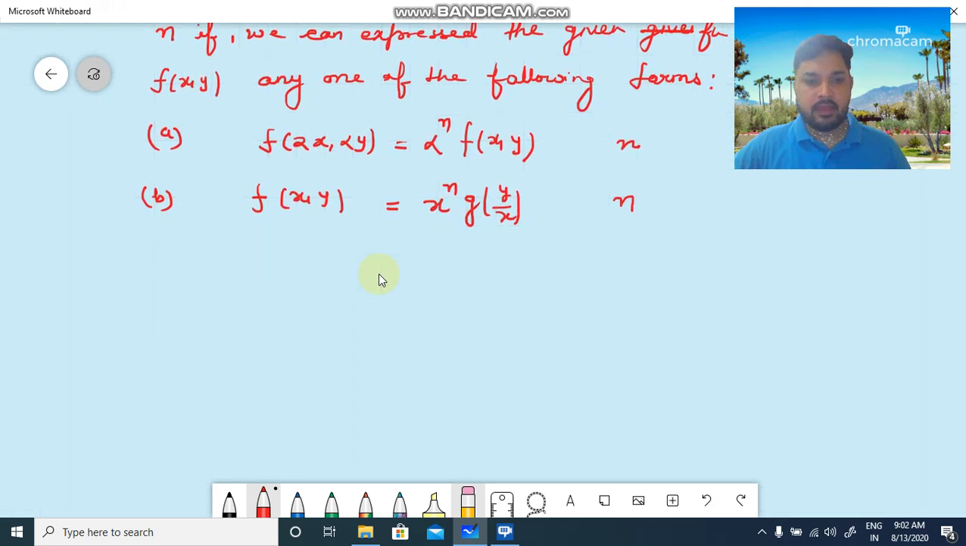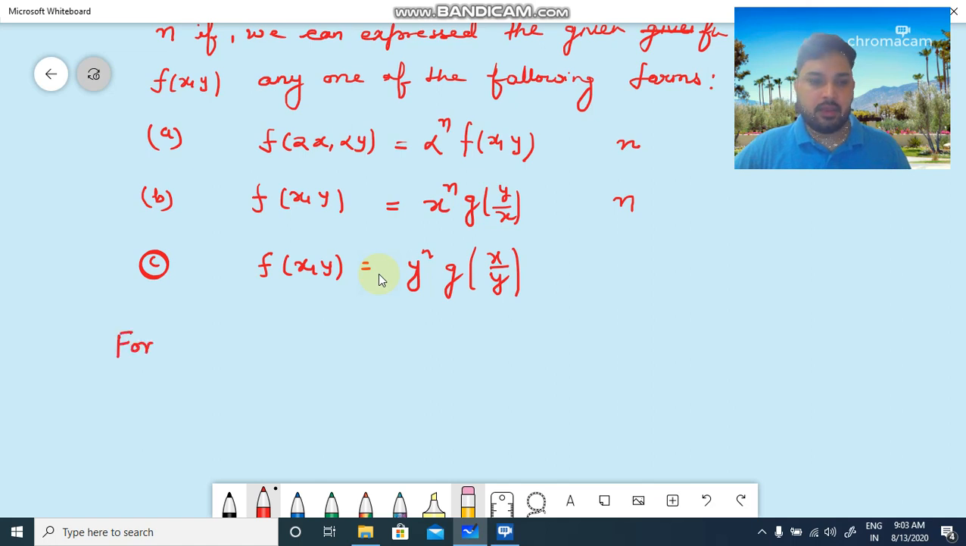The next form is if we can express the given function in the form f(x, y) equal to y to the power n times h(x/y). So these are the three forms. If we can express any given function in any of these forms, then we call the given function homogeneous in nature and it has degree n. The power of alpha, here the power of x and here the power of y.